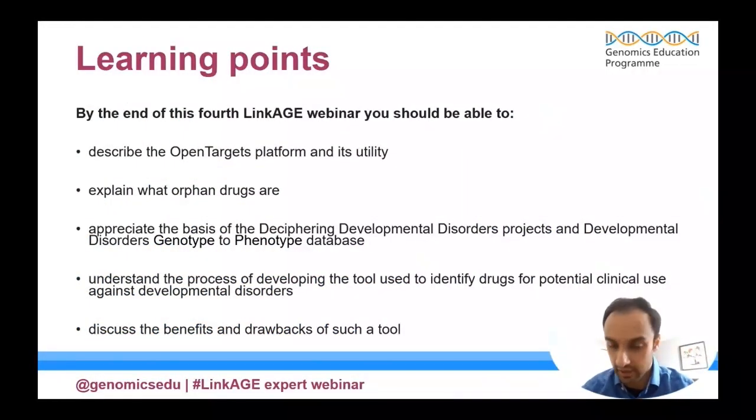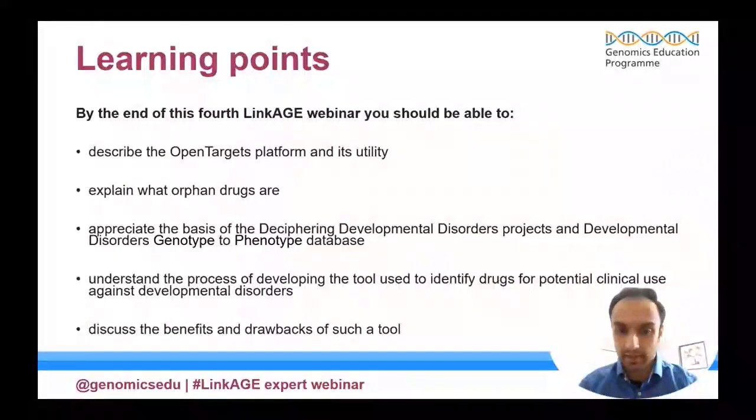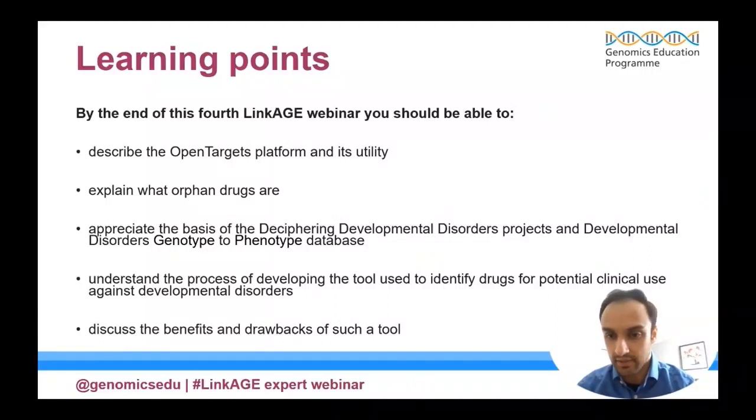So by the end of this fourth LinkAGE webinar, you should be able to describe the OpenTargets platform and its utility. You should also be able to explain what orphan drugs are. You should be able to appreciate the basis of the Deciphering Developmental Disorders, or DDD project, and the DDG2P database, or the Developmental Disorders Genotype to Phenotype database. You should also be able to understand the process of developing the tool that I undertook and how it is used to identify drugs for potential clinical use in developmental disorders. And finally, you should also be able to discuss the benefits and drawbacks of having such a tool in the first place.